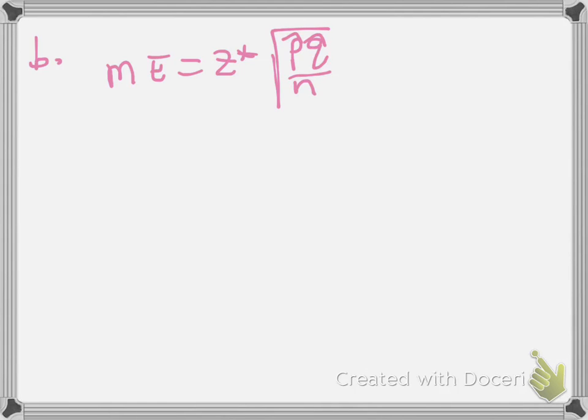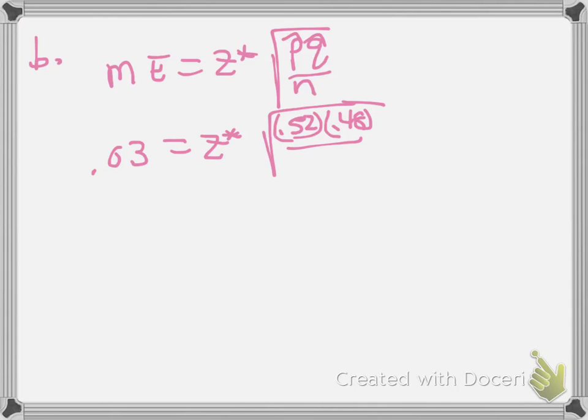All right, so let's go to part B. Now they want to know what level of confidence are we talking about. So we know that margin of error is equal to my critical value times the square root of p hat q hat divided by n. So I'm going to put this on here. 0.03 is equal to my z star times the square root of 0.52 times 0.48, divided by 1505.